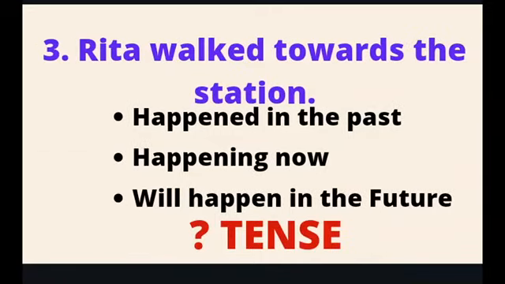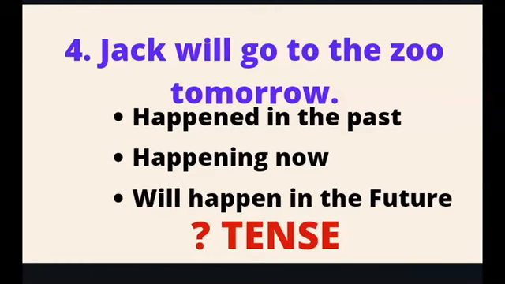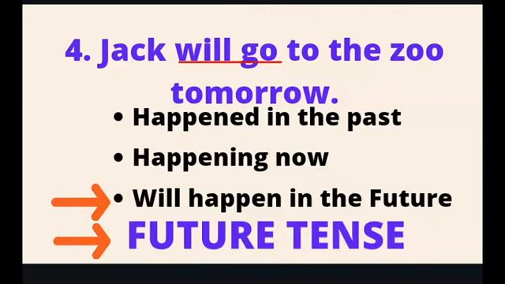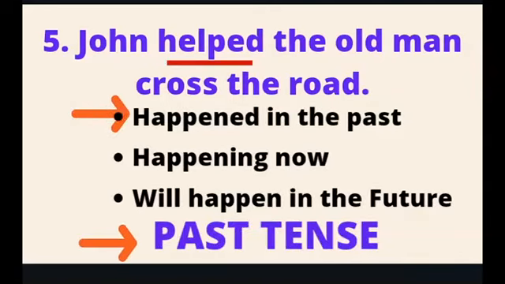Third one, Rita walked towards the station. Mark your answers, and the answer is the action word is walked. It has happened in the past and therefore it is a past tense. Fourth one, Jack will go to the zoo tomorrow. Answer, will go is the action word, will happen in the future and therefore it's a future tense. Fifth one, John helped the old man cross the road. Answer, helped is the action word. It has happened in the past and therefore it's a past tense.